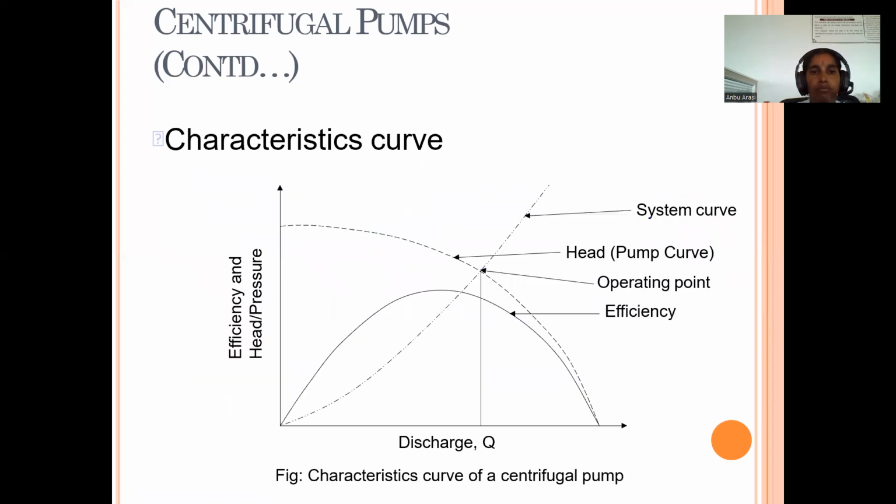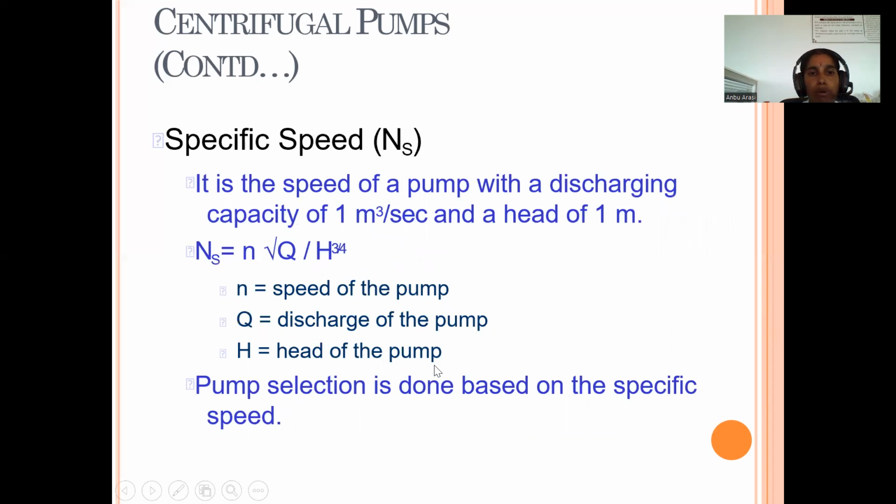This is the characteristics curve for the centrifugal pump. Here, the x-axis shows discharge and the y-axis shows efficiency and head or pressure. This is the characteristics curve. This is the efficiency curve, and this is the pump curve. This one is the system curve. Characteristics curve of a centrifugal pump.